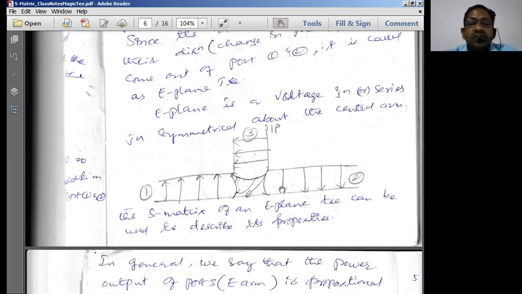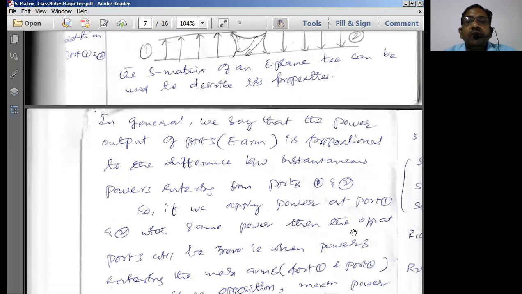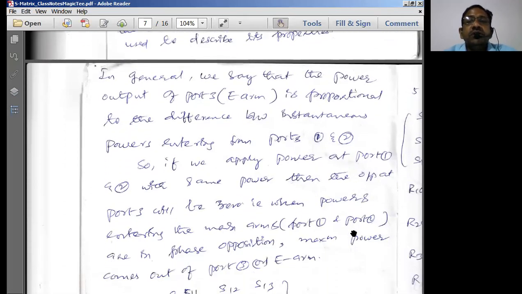So at the end, what is the result we're getting? The electric field coming out of these two ports are opposite in phase. This is in this direction downwards and it is shown as upward direction. It tells that these two are in the opposite directions. You can draw it in either way, okay, but you should see that the result is going to be a 180 degrees phase shift. So that is what we have. Then the S matrix of an E-plane T can be used to describe its properties.